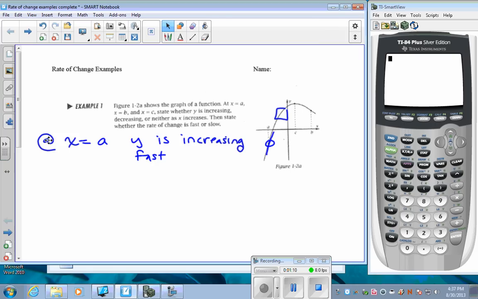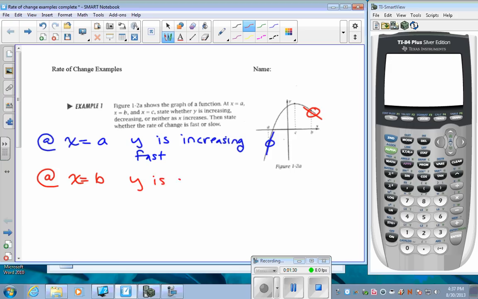The next point that we're going to look at is B. So when we look at B, first of all, are we increasing or decreasing? And again, I read it from left to right. So at x equals B, as I read from left to right, my pen is going down, which means that y is decreasing. And again, we have to determine whether it's decreasing fast or slow.